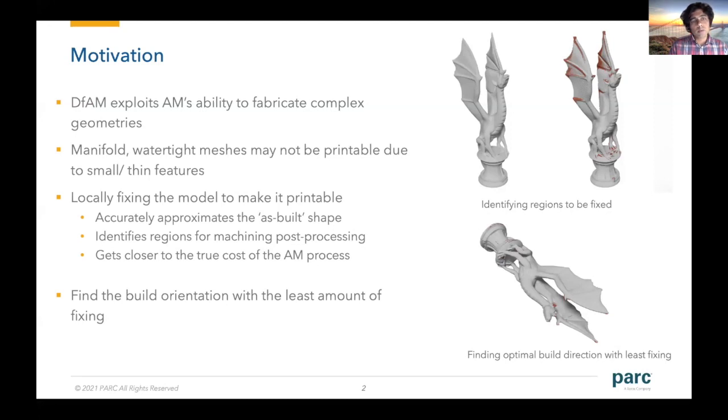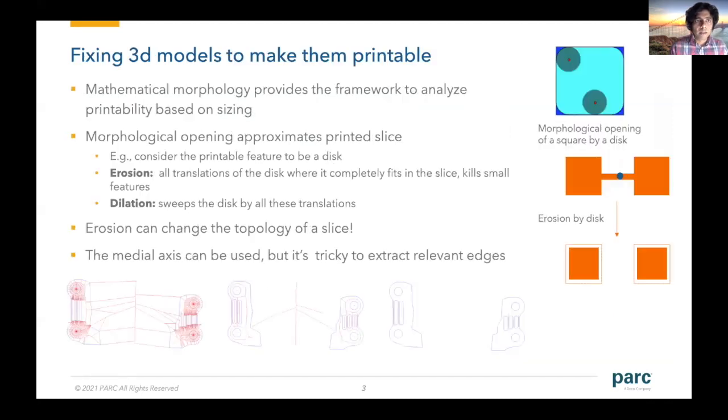The other motivation is that when you do this kind of fixing, it often happens at the slice level, because the way you slice the part in order to build it and print it is going to affect the kind of changes that you need to make to the geometry to make it printable. So there is a coupling between the analysis that you do for printability, as well as identifying the optimal orientation to make the part.